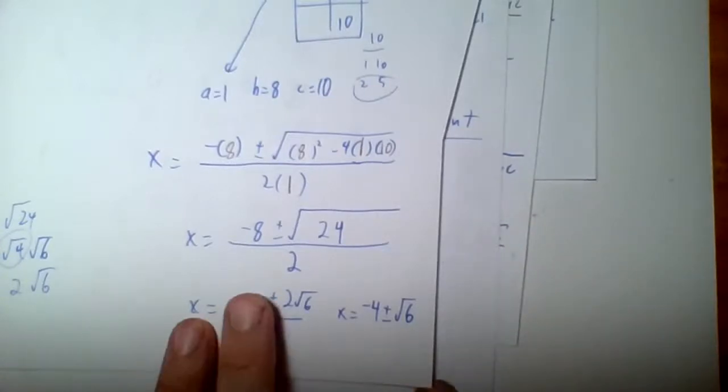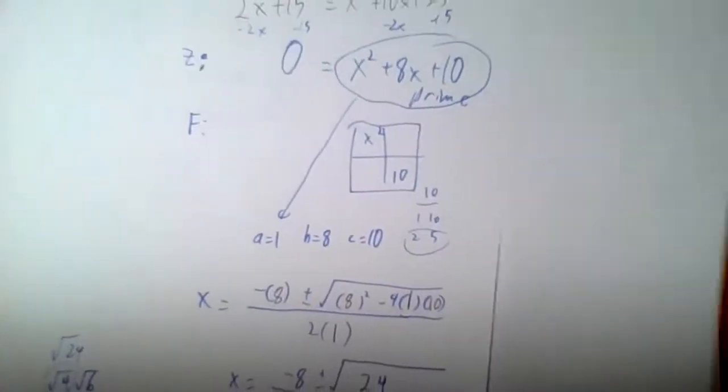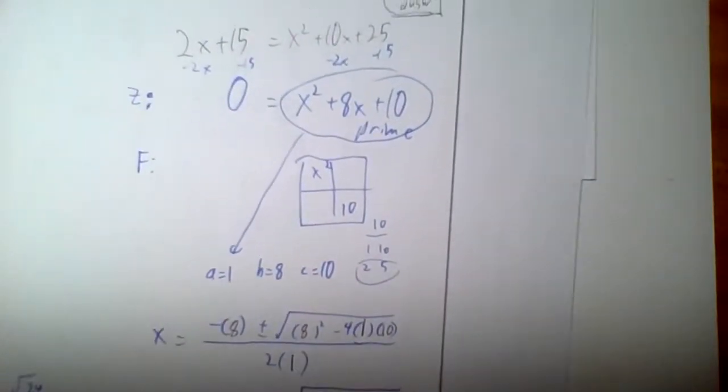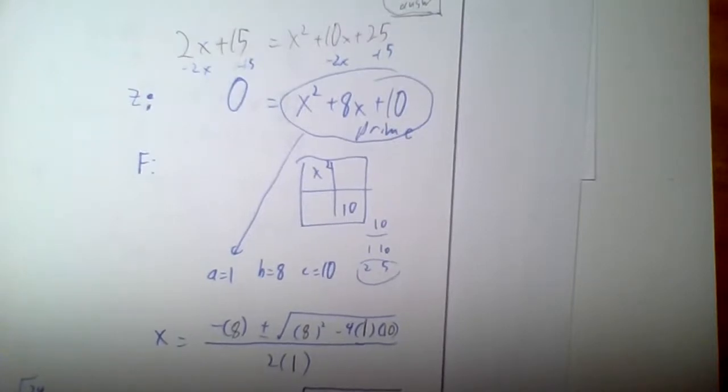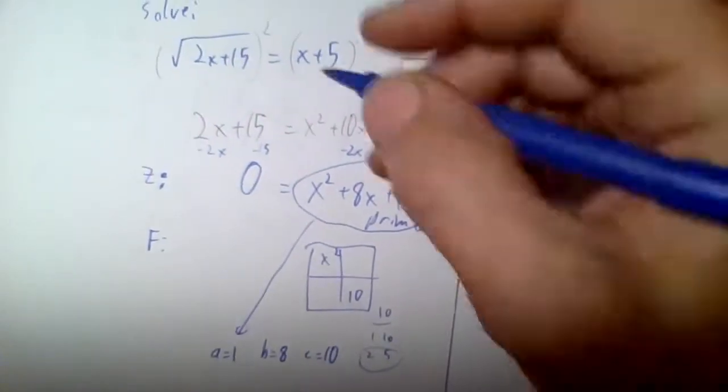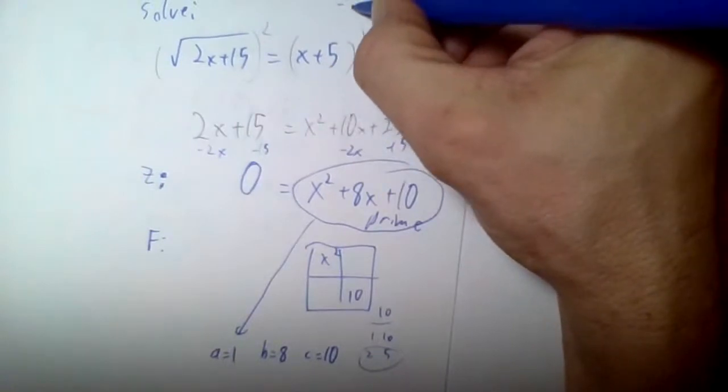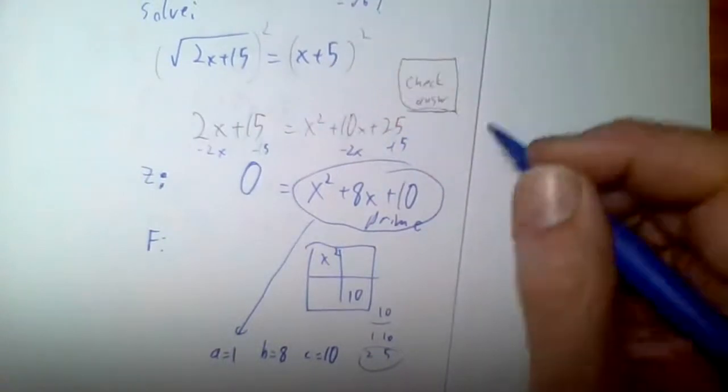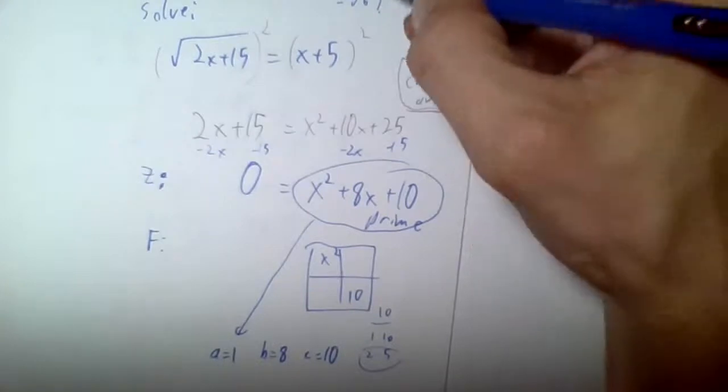Now, I don't want to miss this. I told myself all the way up here to check the answers on that thing because of that step at the beginning. I don't know if these are going to work. How do I check answers that look like negative 4 plus or minus the square root of 6? I don't want to deal with expressions like that, right?